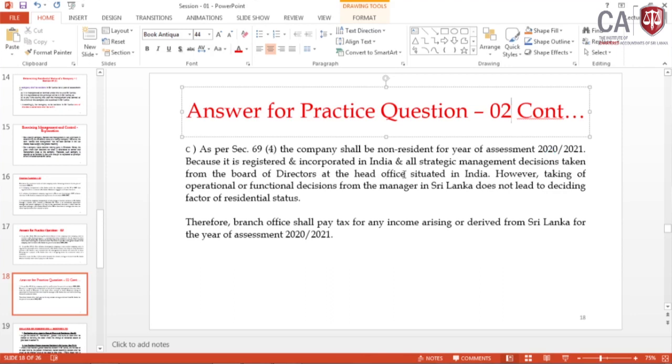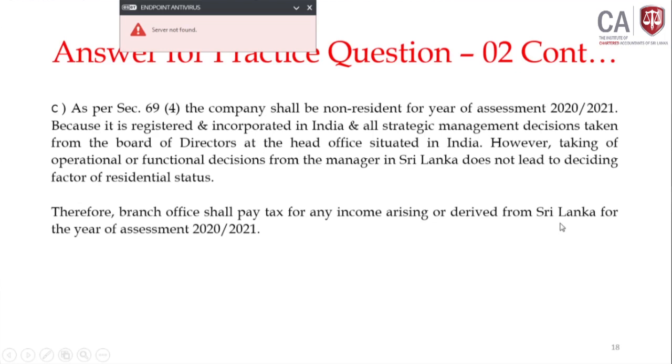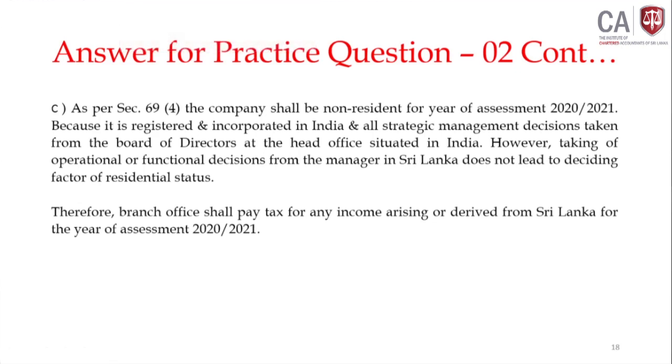And all strategic management decisions are taken by the board of directors at the head office situated in India. However, taking operational or functional decisions by the manager in Sri Lanka does not become a deciding factor for residential status. It's just routine, but strategic decisions are taken by the head office management. Therefore, the branch office shall pay tax on any income arising or derived from Sri Lanka for the year of assessment 2021. Clear? Now, this is the analysis of those 3 Patrick's questions.